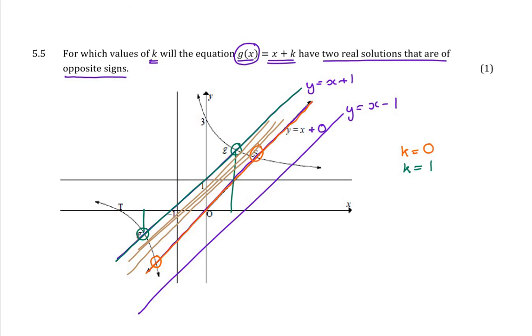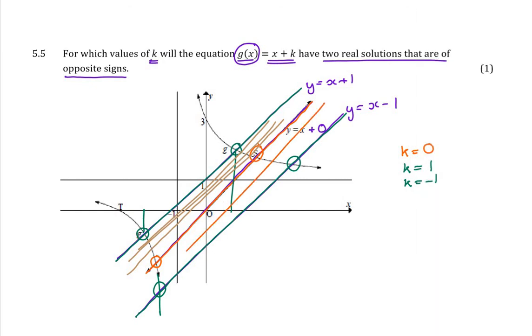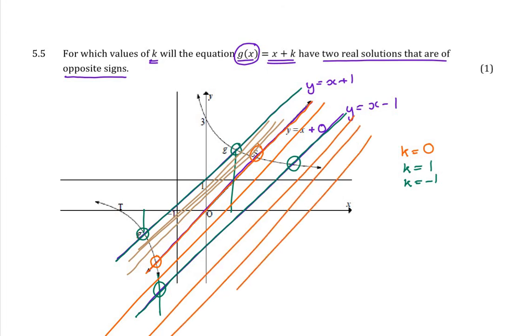Now let's look at the next one that I drew in. I drew in y is equal to x minus 1. Would that have two solutions? Yes. Of opposite signs? Yes. So actually it's turning out that there's lots of places where this works. Now if I moved all of these lines down, however much I wanted, I would always have two solutions of opposite signs. So it looks like anything below negative 1 will also work.